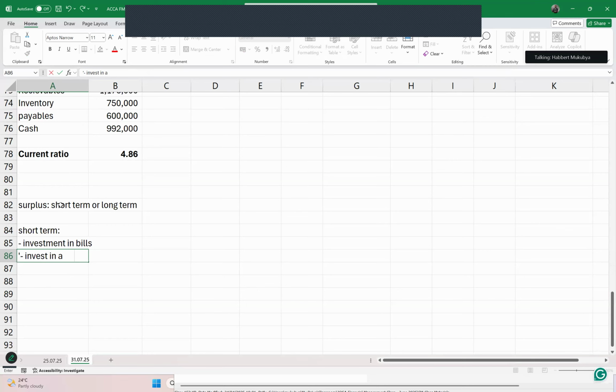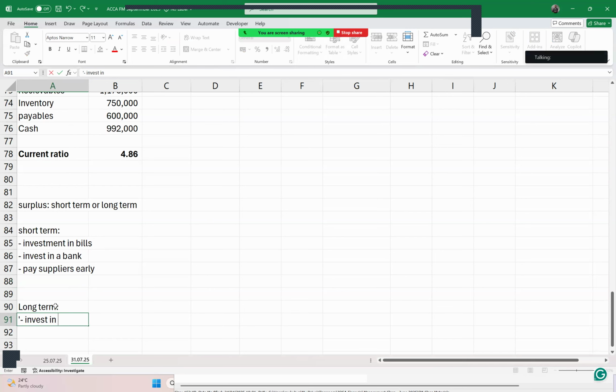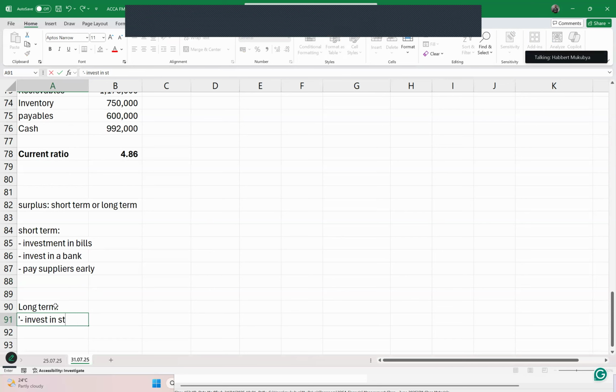You can invest in a bank. Okay, they can deposit the money, save the money. You can maybe pay off suppliers early. Okay, like early settlement. So that is short term. But for long term, here you can invest in the stock market, for example.